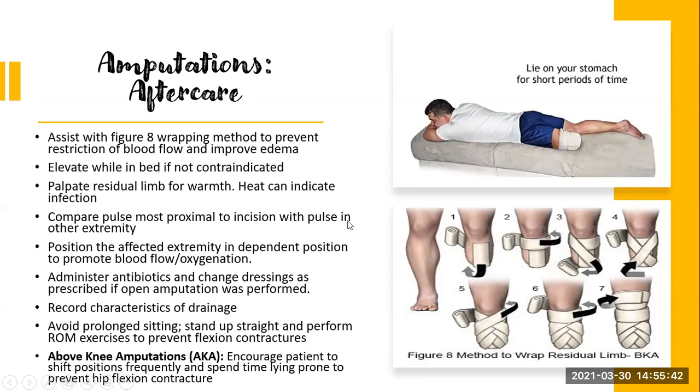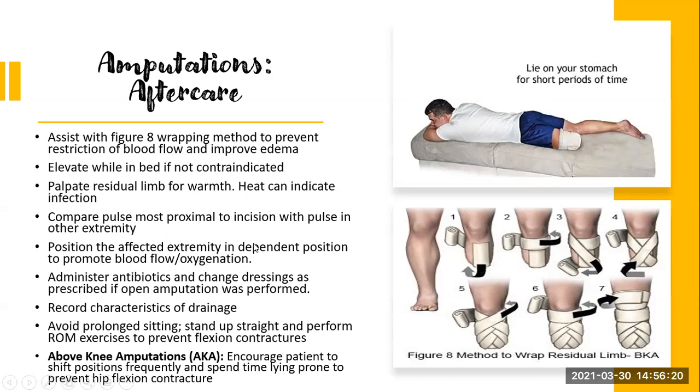You want to prevent contractures, common contracture like an above knee amputation. Too much prolonged sitting can lead to a hip flexion contracture where their hip is actually contracted and that leg is stuck out. So you want to encourage them to change positions, spend some time laying prone or on their belly. Obviously monitor for signs of infection.